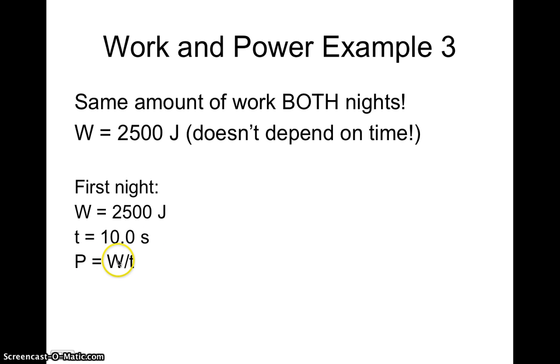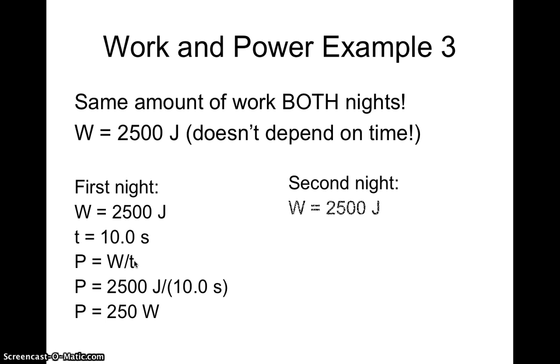So big W we said was work. We're going to divide that by time. And when we plug our numbers in, we get 2,500 joules divided by our 10 seconds. And power then is equal to 250 watts. So the unit for power is a watt. And we'll talk a little bit more about watts when we get into electricity.